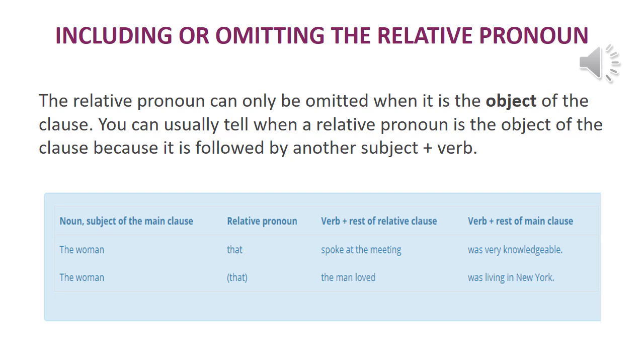But you can omit it in the second sentence. The woman that the man loved was living in New York. The woman the man loved was living in New York. Both sentences make sense. And as you can see, in the second sentence, that is followed by the subject, the man, and a verb, loved.